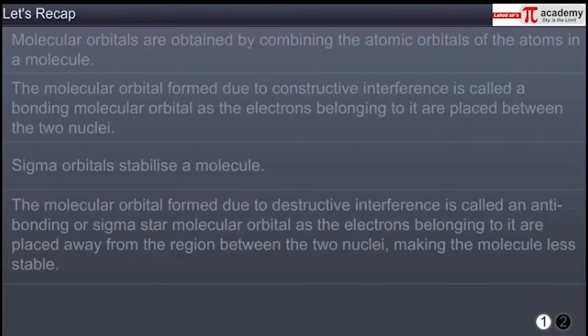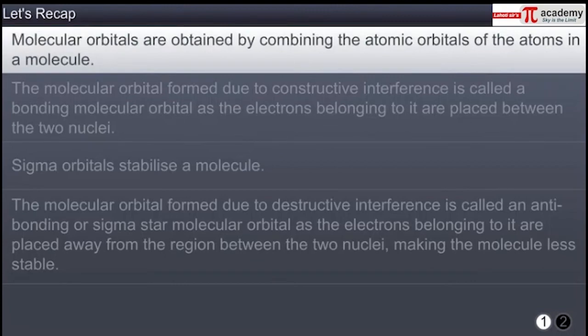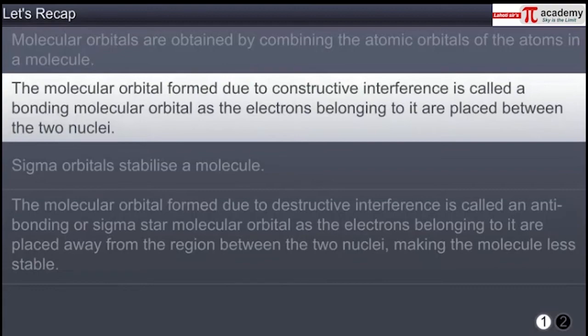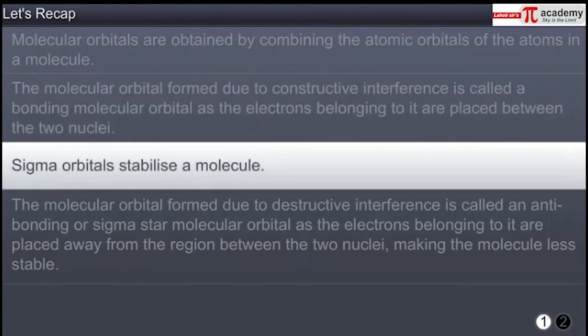You have now reached the end of this module. In this module, you learnt that molecular orbitals are obtained by combining the atomic orbitals of the atoms in a molecule. The molecular orbital formed due to constructive interference is called a bonding molecular orbital, as the electrons belonging to it are placed between the two nuclei. Sigma orbitals stabilize a molecule.